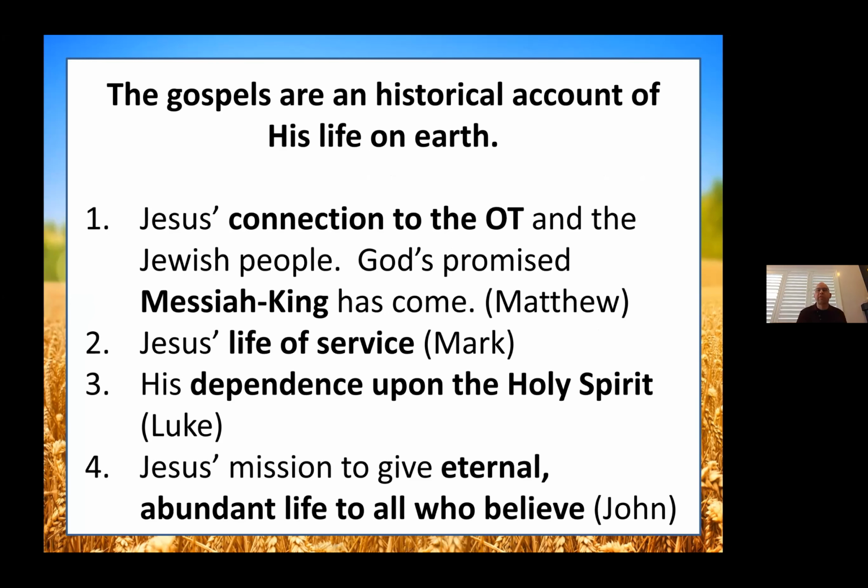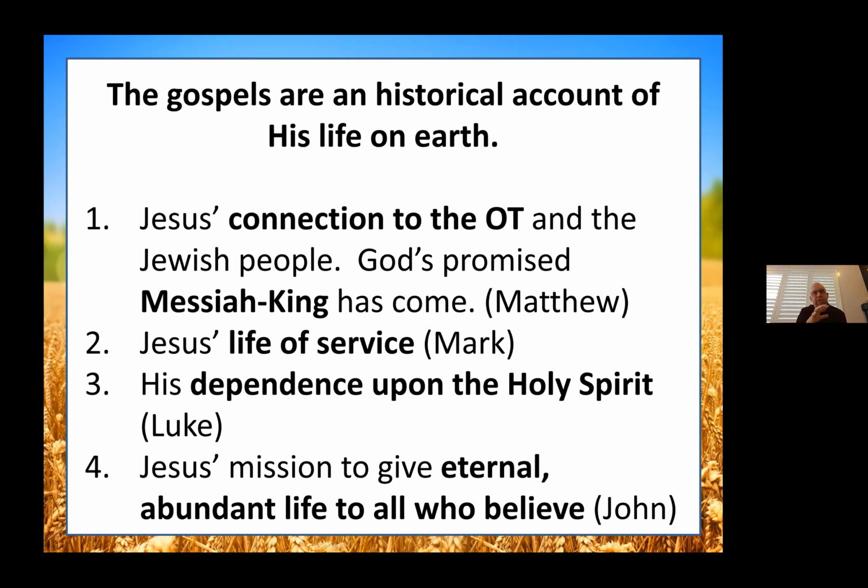Let's look at the Gospels in a little more detail. And we see that in the Gospel of Matthew, there's a connection to the Old Testament, to see how Jesus connects to the previous revelation of God, and to the Jewish people. And also that God promised the Messiah King, and now finally he had come. And of course, the challenge for us is to live under the rule of our King, the Lord Jesus.